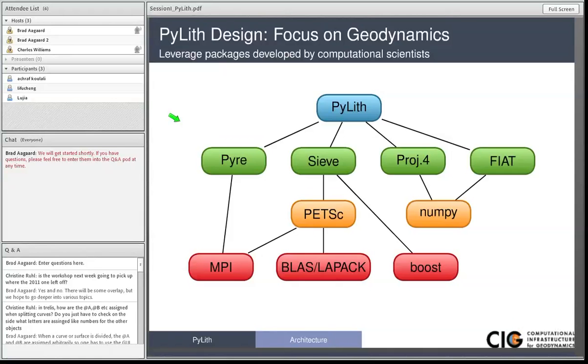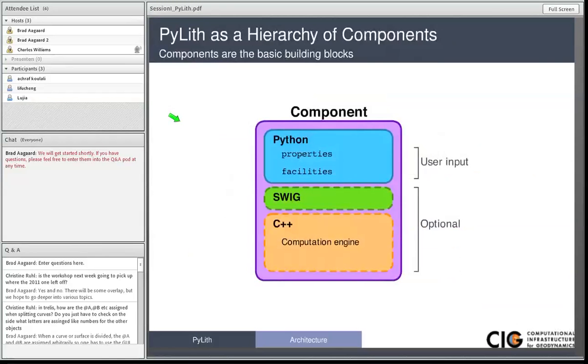Our geographic projections come from the Proj4 library, as well as our finite element basis functions come from FIAT. And both of those take advantage of a Python library called NumPy, which provides access to arrays in Python consistent with C and C++.